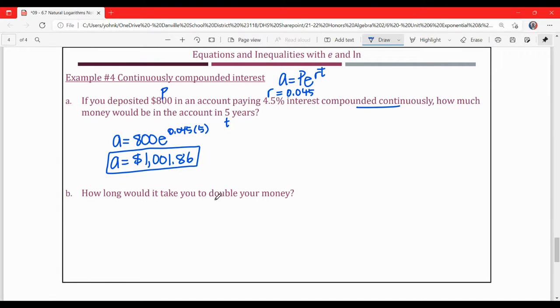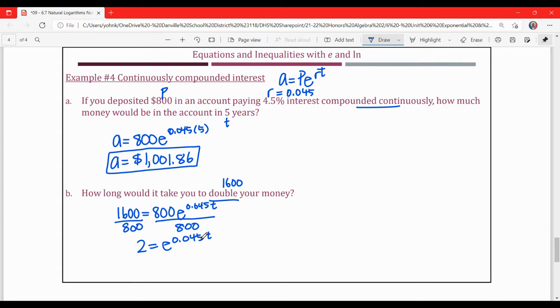How long would it take for you to double your money? Well, you put 800 in, so doubling it would be 1,600. So I'm going to set my A value equal to 1,600 equals 800 e to the 0.045, and I'm going to put t because I don't know what the time is. That's the point of the problem. So to solve this equation, I can divide both sides by 800. That gives me 2 equals e to the 0.045t.